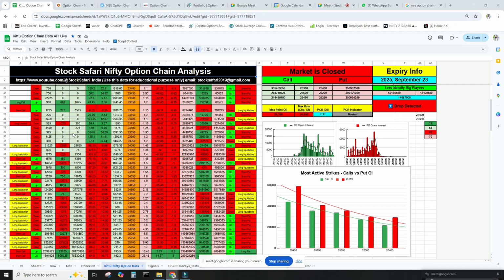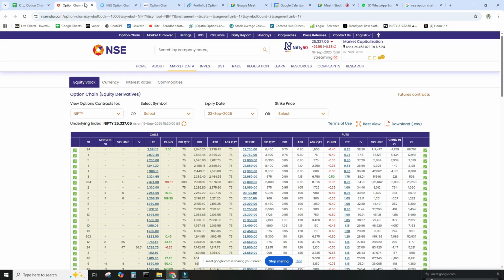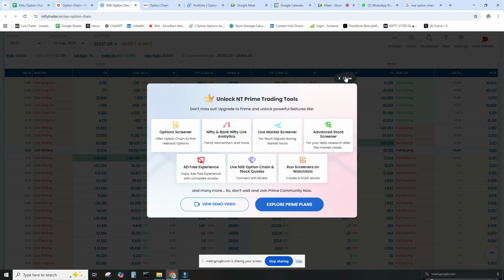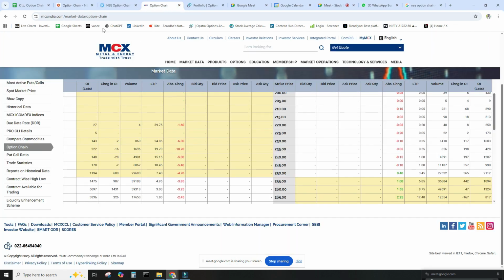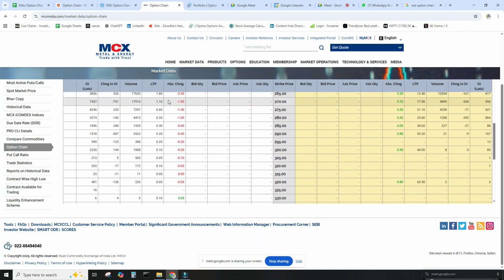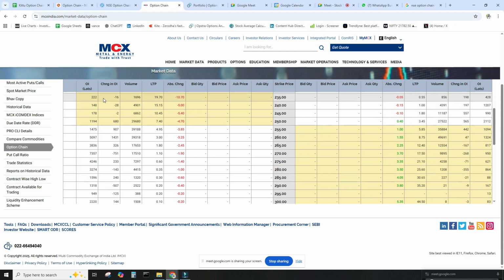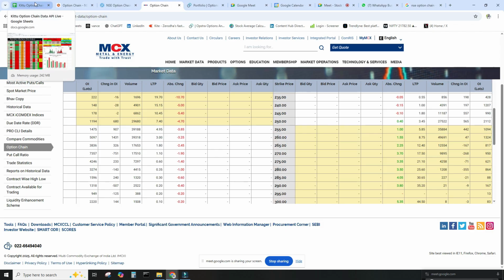So in this video we are also going to discuss our Google sheet, and we are also going to discuss the NSE website and Nifty Trader and even MCX also. By getting some good idea about option chain analysis, we will try to implement those ideas into these websites, to see whether we are able to understand what is happening in the market or not.